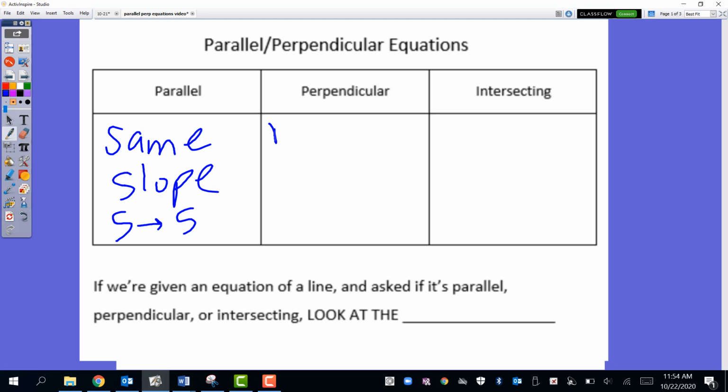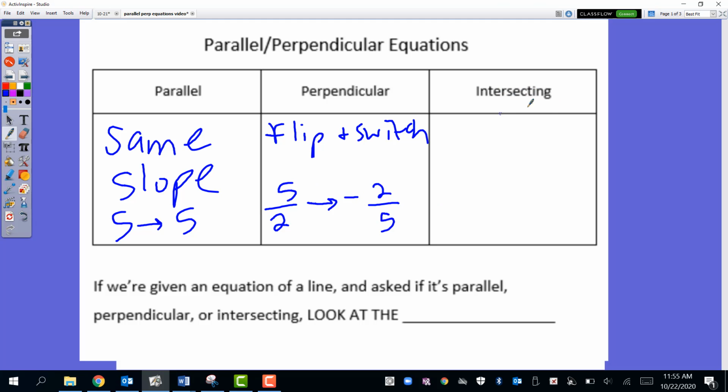Perpendicular is when you do the flip and switch. You're flipping the fraction and switching the sign. So if one of the slopes was, I don't know, 5/2, then for the perpendicular slope you would flip the numbers upside down. So 2 would be on the top, 5 would be on the bottom. If this fraction is positive, then this one would have to be negative. And so they would be perpendicular.